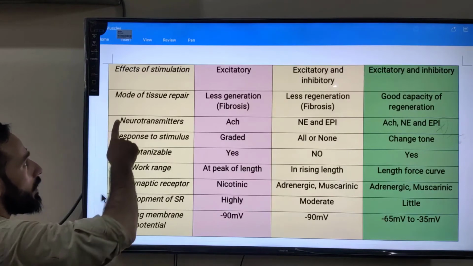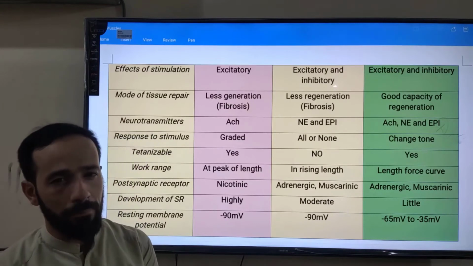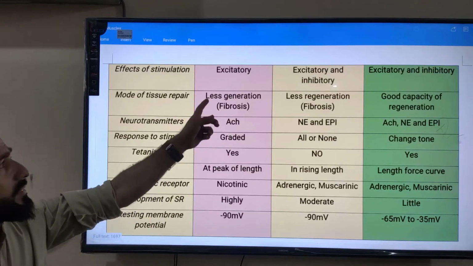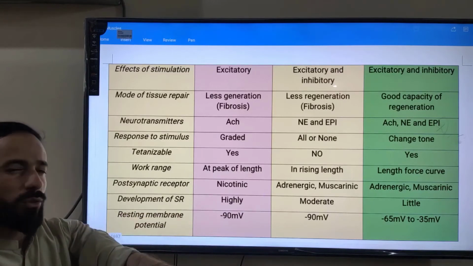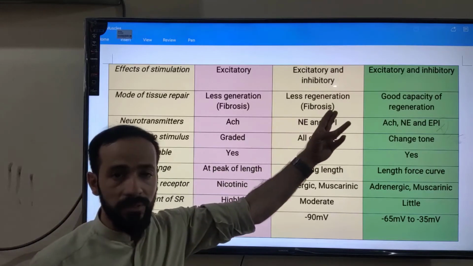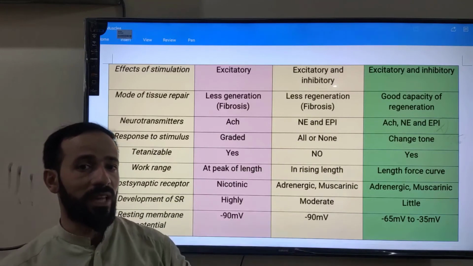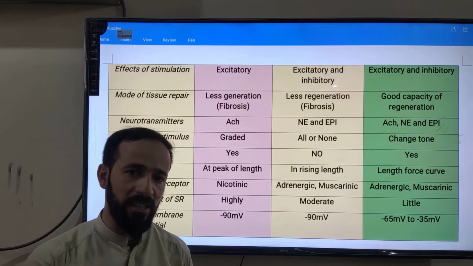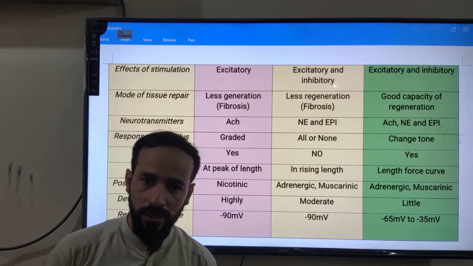Mode of tissue repair. It means if you damage the muscle, will it repair or not? In skeletal muscles, there is less power of regeneration. If you cut a muscle, it will not easily regenerate, and fibrosis will occur. In cardiac muscles also, fibrosis will occur; they have less power of regeneration. But smooth muscles have good capacity of regeneration. If they are damaged, those damaged cells are replaced by new cells through mitosis. They will rapidly divide, increase their number and regenerate again.